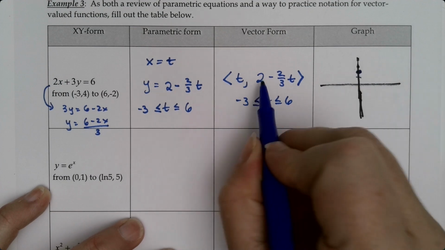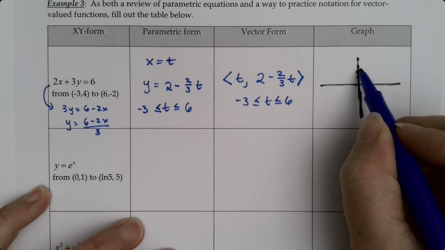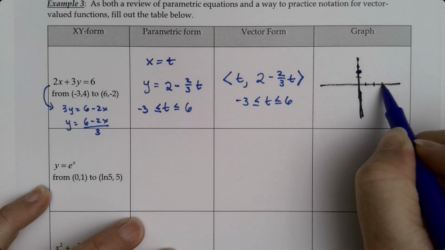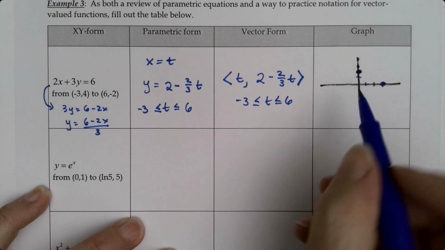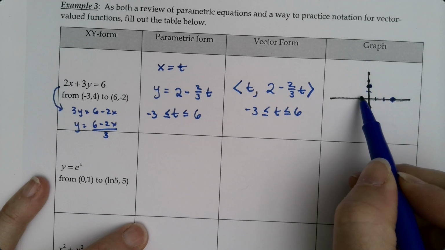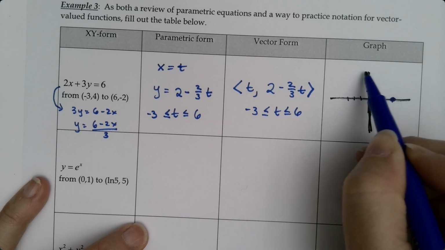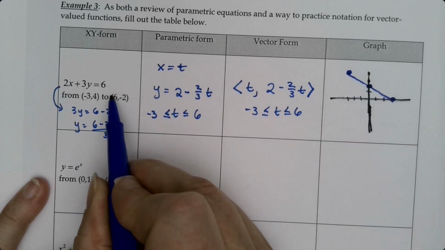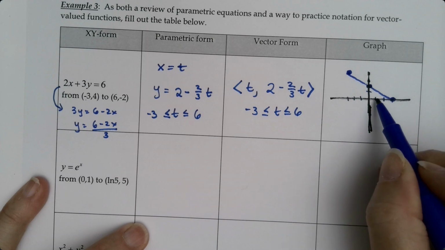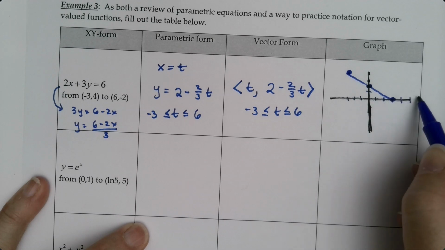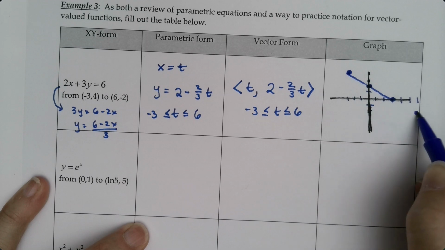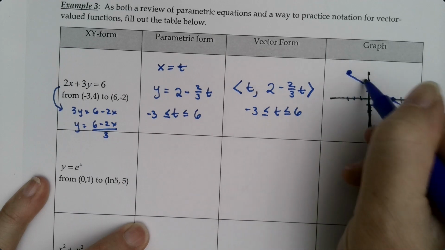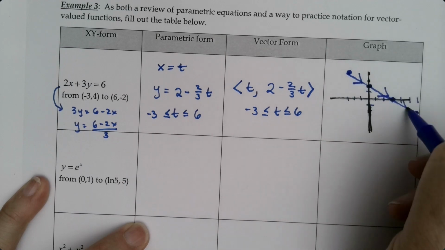So 2, and then we're going to take away 2/3. So that's rise over run. Down 2 over 1, 2, 3. There's the 3, right? And we're going to go from (-3, 4), which would be up here, down through (6, -2), which is, let's see, 1, 2, 3, 4, 5, 6, negative 1, 2, down here. And we have to have motion on it. So we're going from this point down to that point. So we put arrows on it.